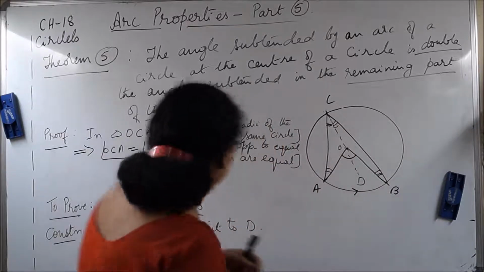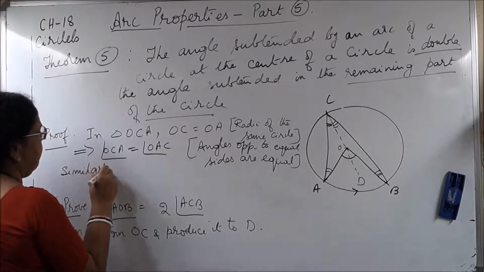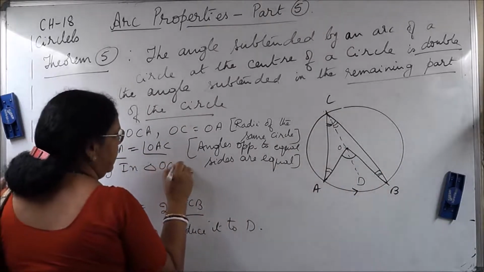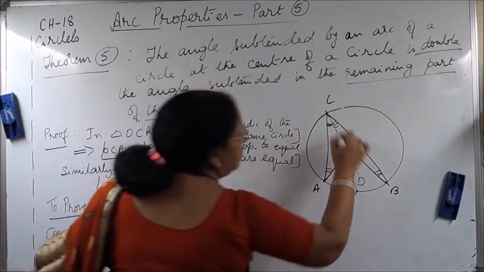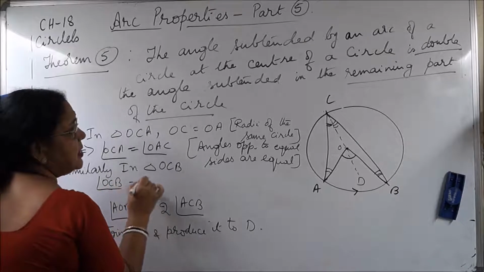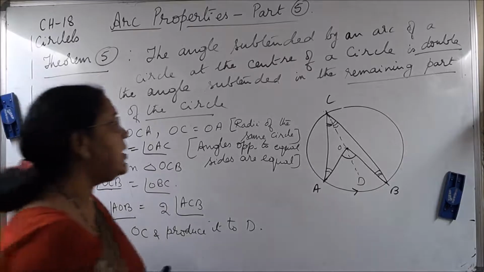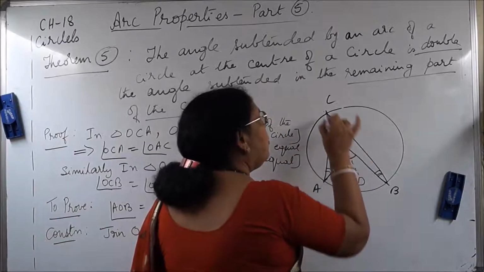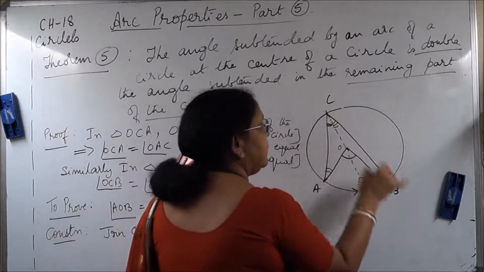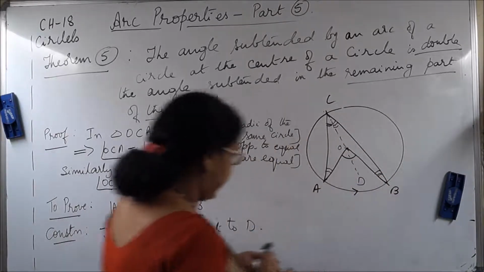Similarly, in triangle OBC we can prove this is equal to this. We need not rewrite again. We can write similarly in triangle OCB, angle OCB is equal to angle OBC. Again, you need not write the entire explanation, but we know how we have proved. Again, OC is equal to OB because they are the radii of the same circle. So again, OCB is an isosceles triangle. So therefore, the angles opposite to equal sides are equal.